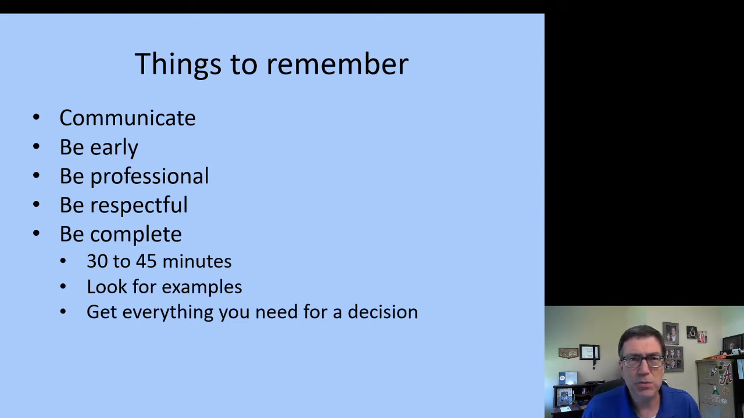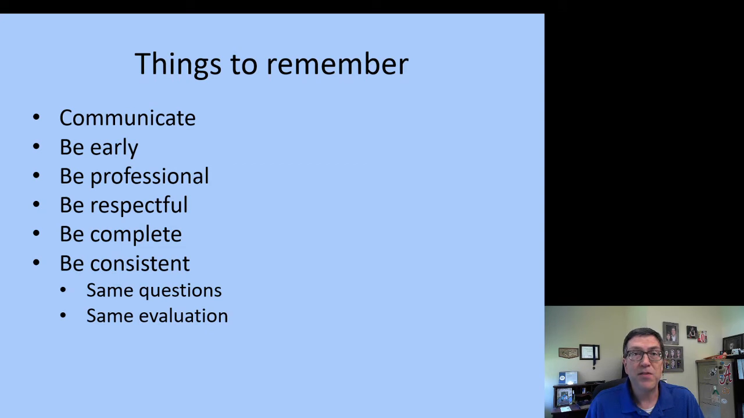As you ask questions, look for examples of things. Don't take them at their word that they can work in teams well. Have them tell you about it and prove it to you. So look for examples. That extends the interview a little bit. And be sure going into the first interview that you know what you need to make a decision, and then make sure you get that from everybody that you interview. So communicate, be early, be professional, be respectful, be complete, and then be consistent.